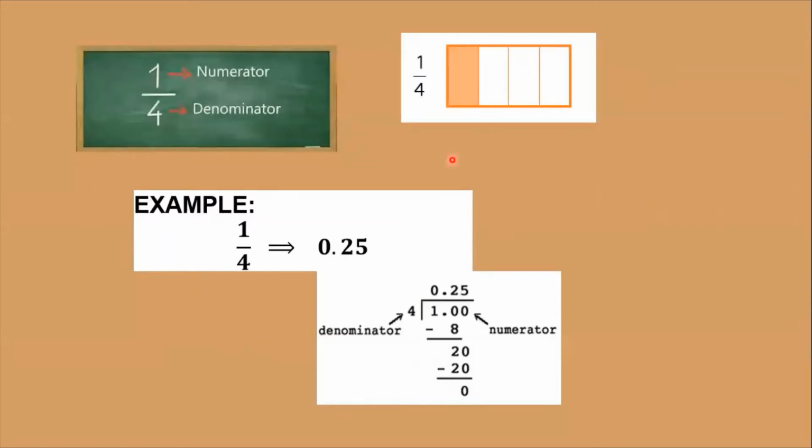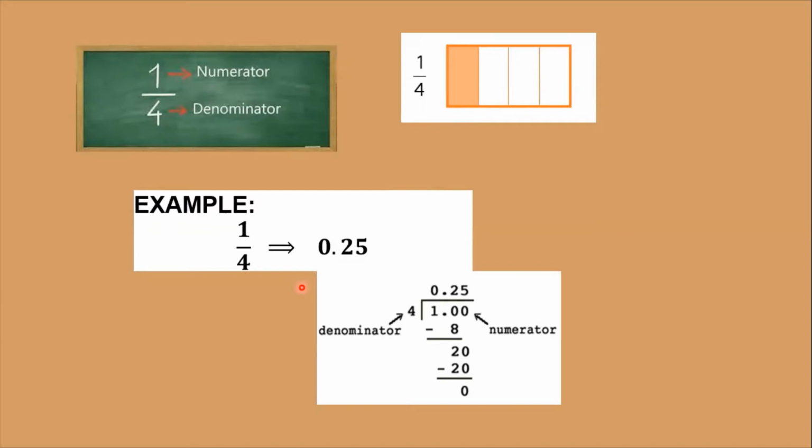Numbers can be written in different forms while their value is preserved. We have here the fraction 1 over 4, or 1/4, where the number above the fractional bar, or the vinculum, is called the numerator, and the number below the fractional bar is the denominator. In the illustration here, for 1/4, you take one part of the whole.